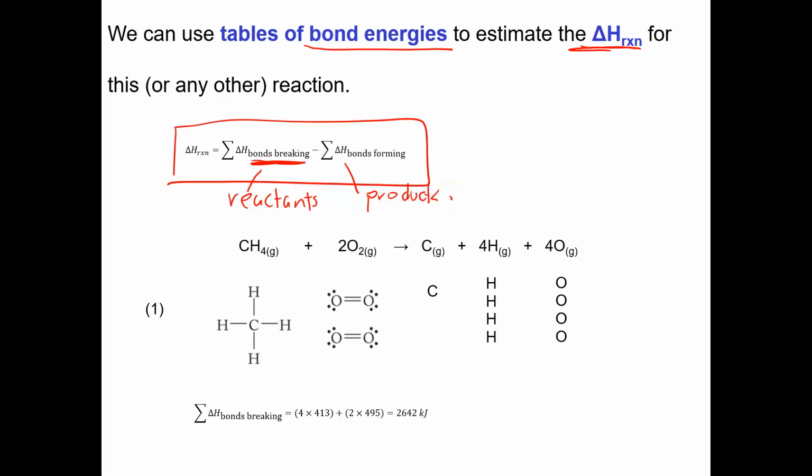Now, the only thing is you've got to make sure you count up the correct number of bonds. And sometimes people get that wrong. So in this case, as I mentioned, we're going to have 4 carbon to hydrogen bonds, and they are single bonds, and we're going to have 2 oxygen to oxygen double bonds, and I'm just getting those bond energies from the table. So that's my enthalpy change for step 1.